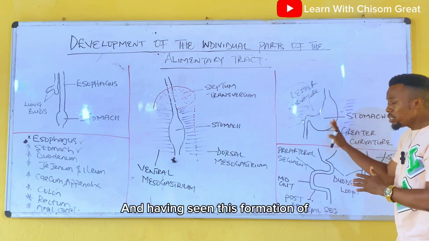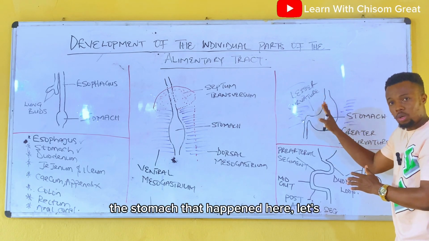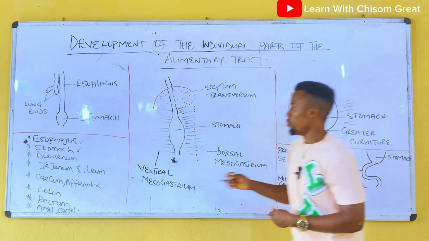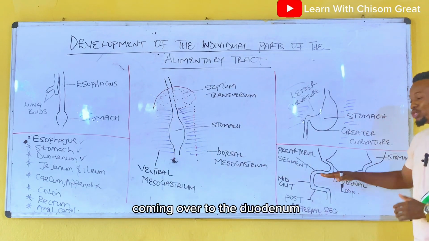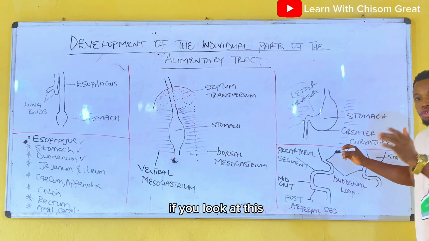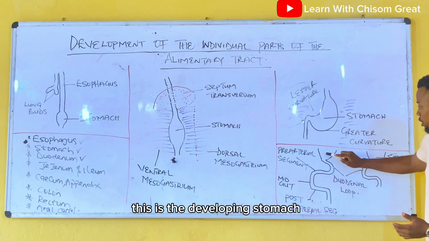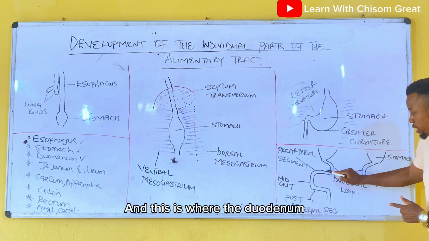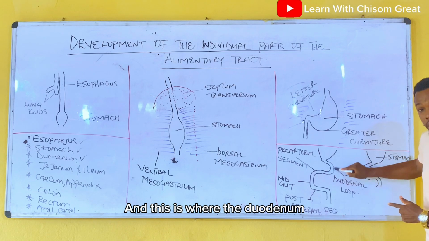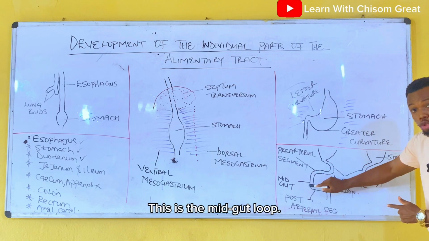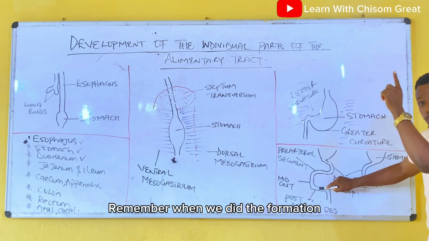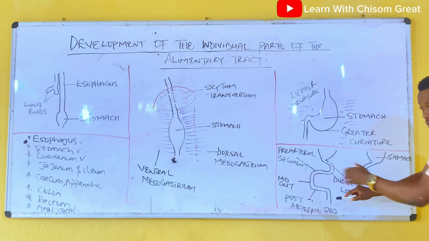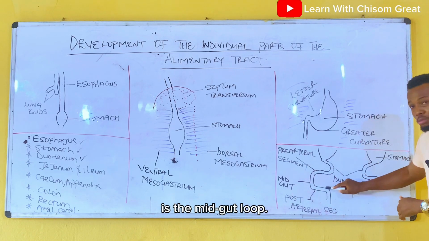And having seen this formation of the stomach, let's go over to what happened in the formation of the duodenum. So coming over to the duodenum here, if you look at this diagram, this is the developing stomach up here, and this is where the duodenum forms. This is the midgut loop. Remember when we did the formation of the gut, how the midgut loops to the right. If you remember that diagram, this is the midgut loop.